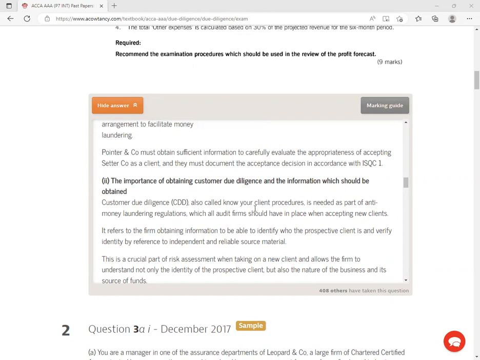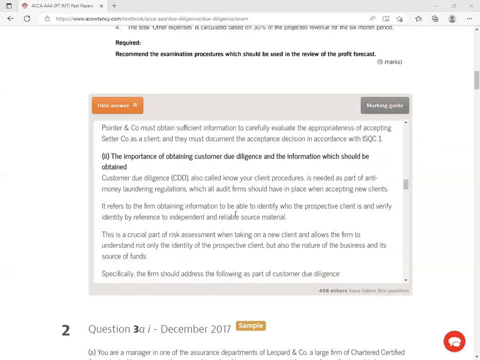Also called Know Your Client procedures, KYC is needed as part of anti-money laundering regulations, which all audit firms should have in place when accepting new clients. It refers to the firm obtaining information to be able to identify who the prospective client is and verify identity by reference to independent and reliable source material.